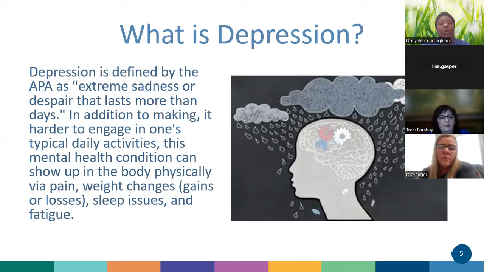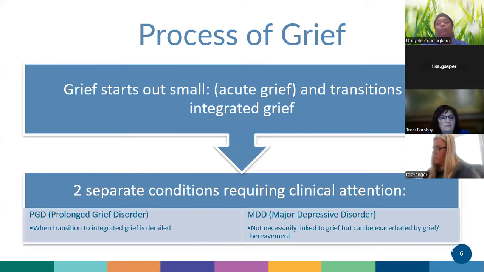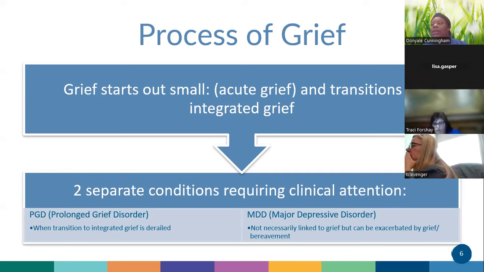So now we've defined what grief and depression are. Let's talk about the process of grief. Now, grief starts out small. The first beginning part of grief is what we call acute grief, and then it transitions into what we call integrated grief. And then that goes into two separate conditions requiring clinical attention. Prolonged grief disorder, PGD, which is when the transition to integrated grief is derailed, and then major depressive disorder, MDD, not necessarily linked to grief, but can be exhibited by grief and bereavement. Those are the two that we're going to discuss today.